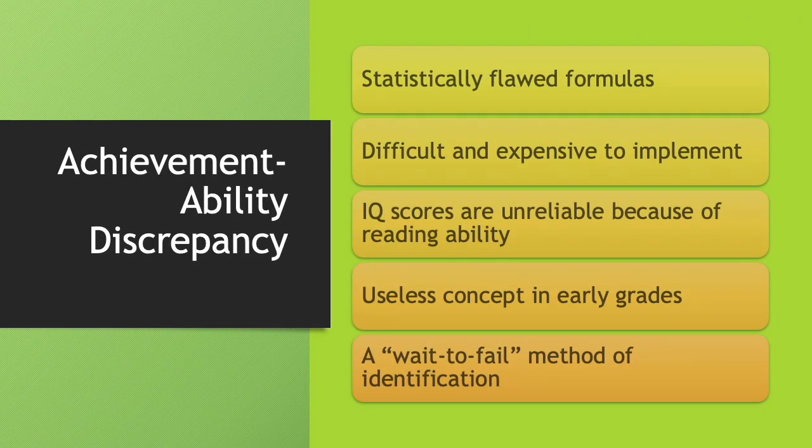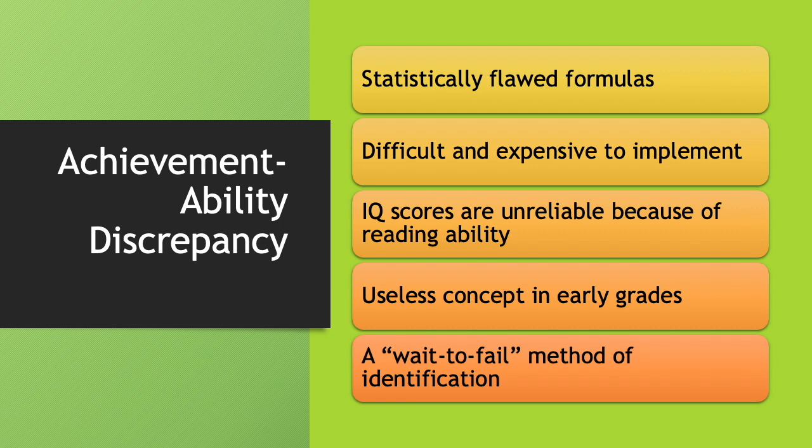There used to be a system where we looked at achievement and a discrepancy between IQ scores and achievement. However, this method ended up being statistically flawed, and it was very difficult and expensive to use this formula, as you had to pay diagnosticians or psychologists in order to do an IQ test. Also, IQ scores have been found to be unreliable because of reading ability. And unless the student is in a higher grade, this idea of looking at achievement versus an IQ is useless in the early grades.